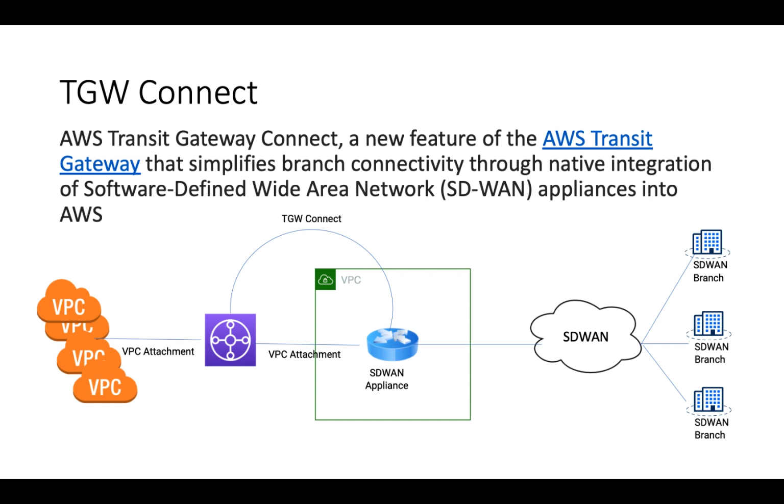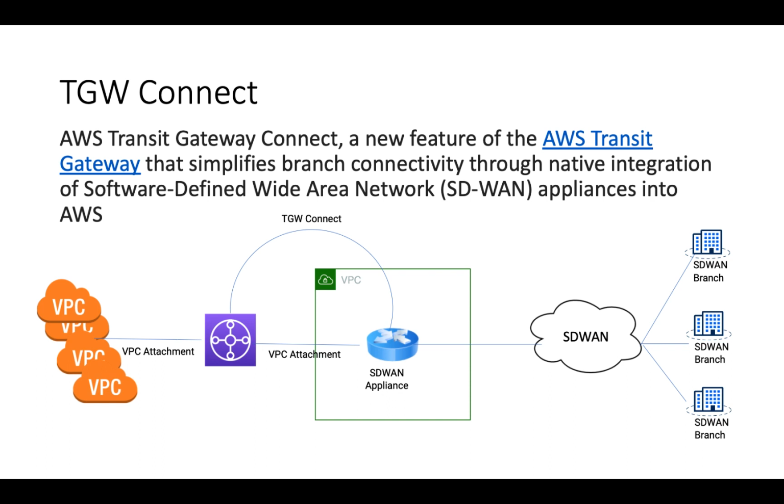This definition I'm copying verbatim from the Amazon website: Transit Gateway Connect is a new feature that simplifies branch connectivity through native integration of SD-WAN. So what does this mean? The topology below is the one that I created, and I'll demo how to set it up. We'll explain the use case and elaborate further.